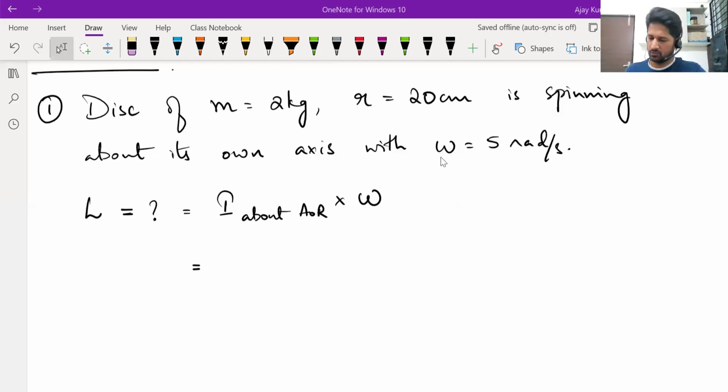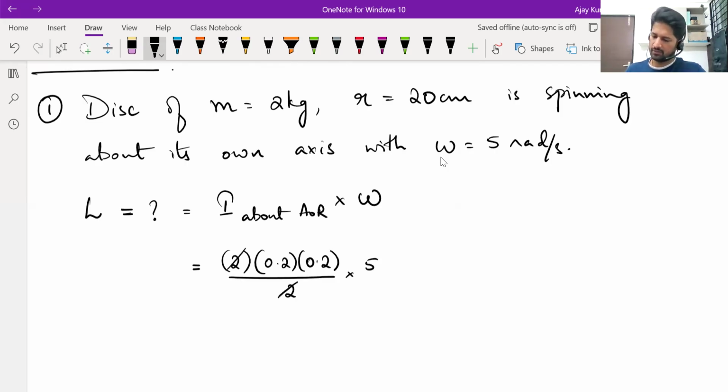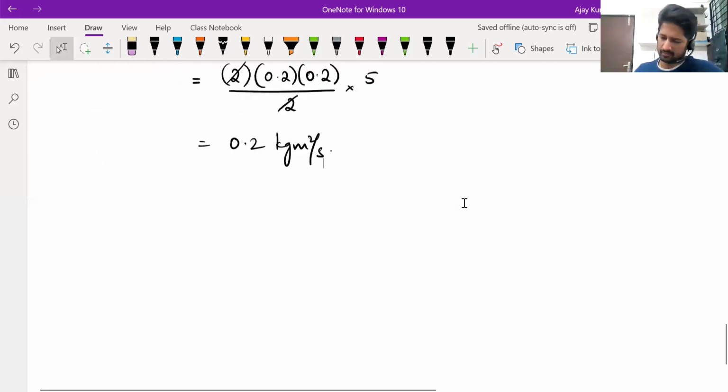mr square by 2. So r is 20 centimeters. You have to convert it to meters. r square by 2 multiplied with omega is 5. That's all. 5 into 0.2 is 1. 1 into 0.2 is 0.2 kg meter square per second. That is the angular momentum of this disk about its own axis. Next.